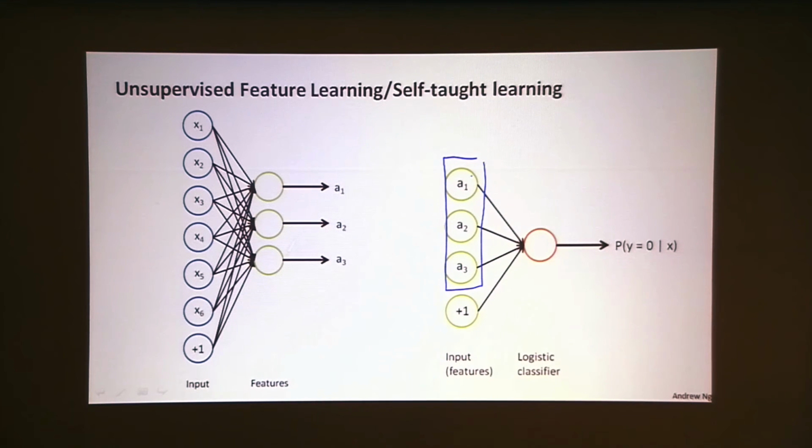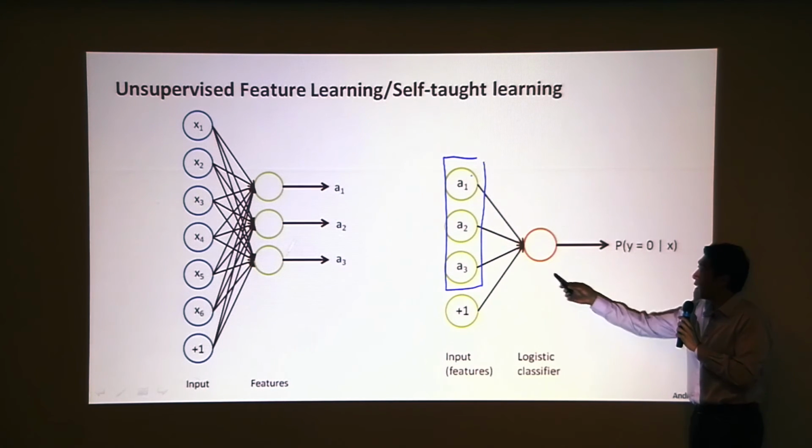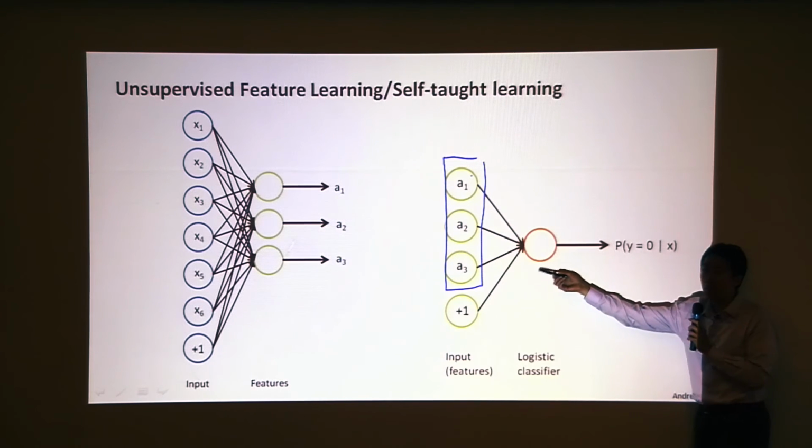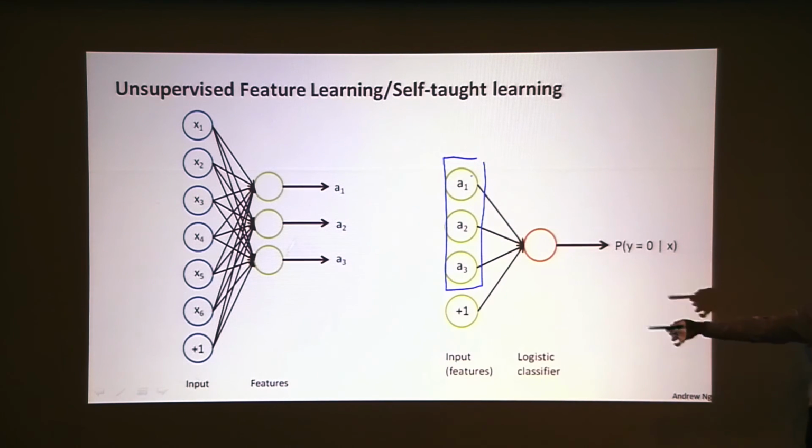And so if you have a classification problem that you want to solve, if you want to detect cars versus motorcycles, you can now take these 3 features, A1, A2, A3, and feed them into a support vector machine or logistic regression or some other classifier. And this will often do better than if you did not have these better high-level features available to your algorithm. Okay?